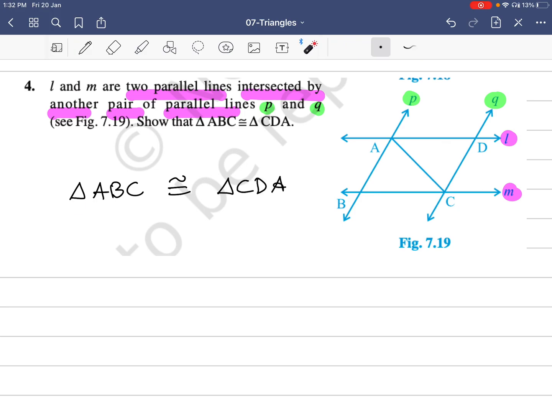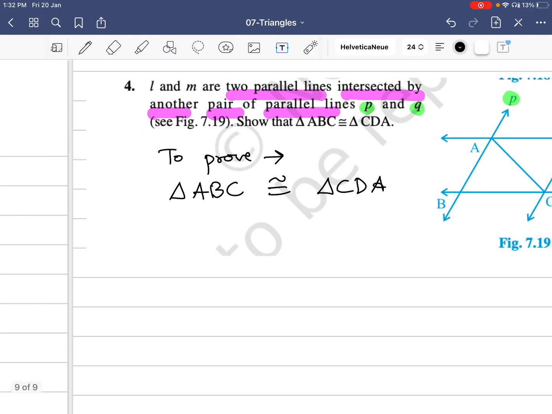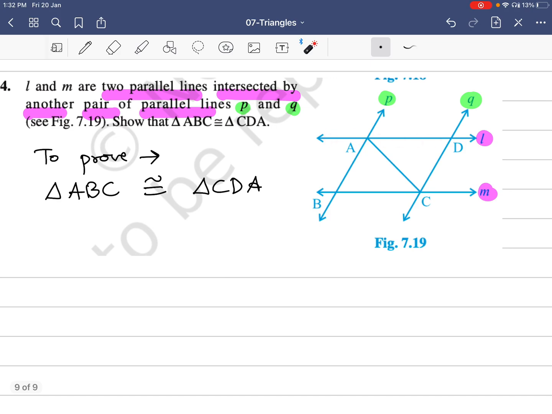So I'm just rewriting it, triangle ABC. So I'll say to prove, triangle ABC is congruent to triangle CDA. Okay, so as we all know, in parallel lines, sorry, so this is a parallel line and these are also the parallel lines. AC is an intercept to the parallel lines. So we know by the parallel lines concept that this angle is equal to this angle. Okay, why? Because this is a parallel line and this is intercept, so this angle is equal to this angle.